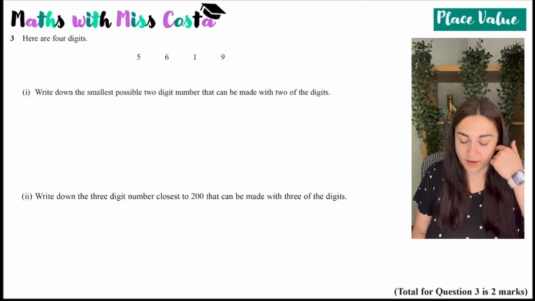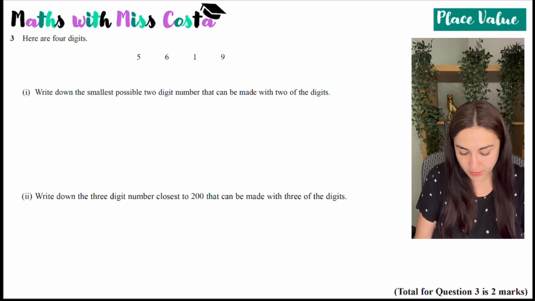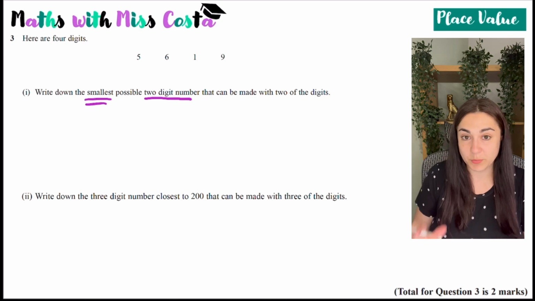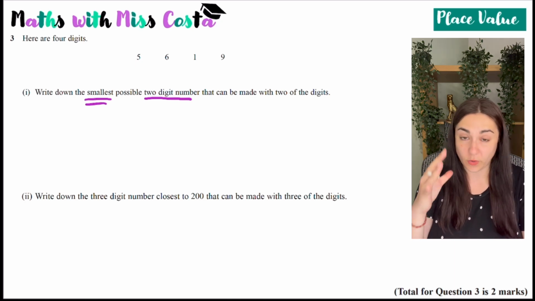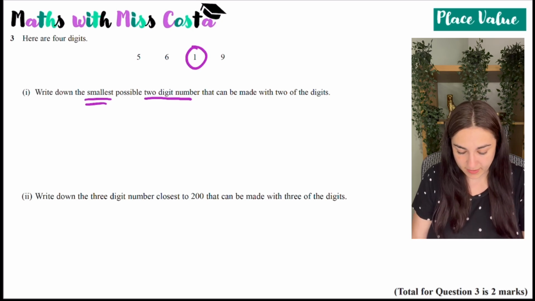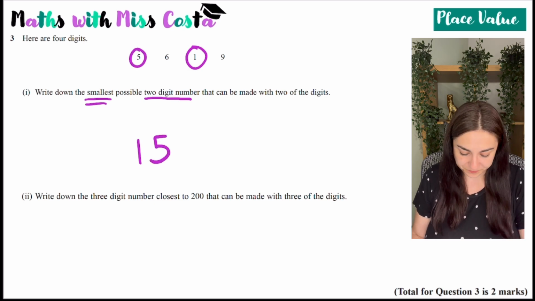Next, I'm told that here are 4 digits. Write down the smallest possible 2-digit number that can be made with 2 of the digits. So for the smallest possible number, it's your highest place value that you want to be the smallest. So 1, I'm going to put first, and then the next smallest digit is 5. So that would be 15.